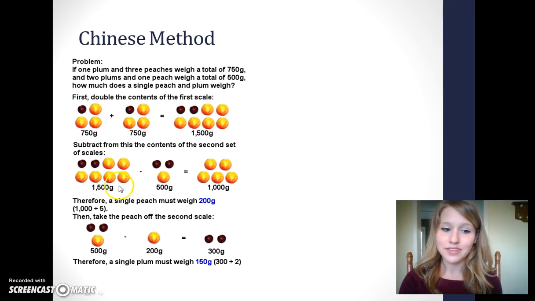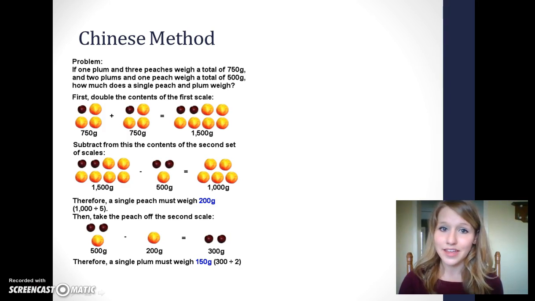Their last step was to take the peach off of the second scale. So we have our second scale here, and they take away 1 of their peaches, and they were left with 2 plums, which equaled 300 grams. So 300 divided by 2 equals 150 grams.